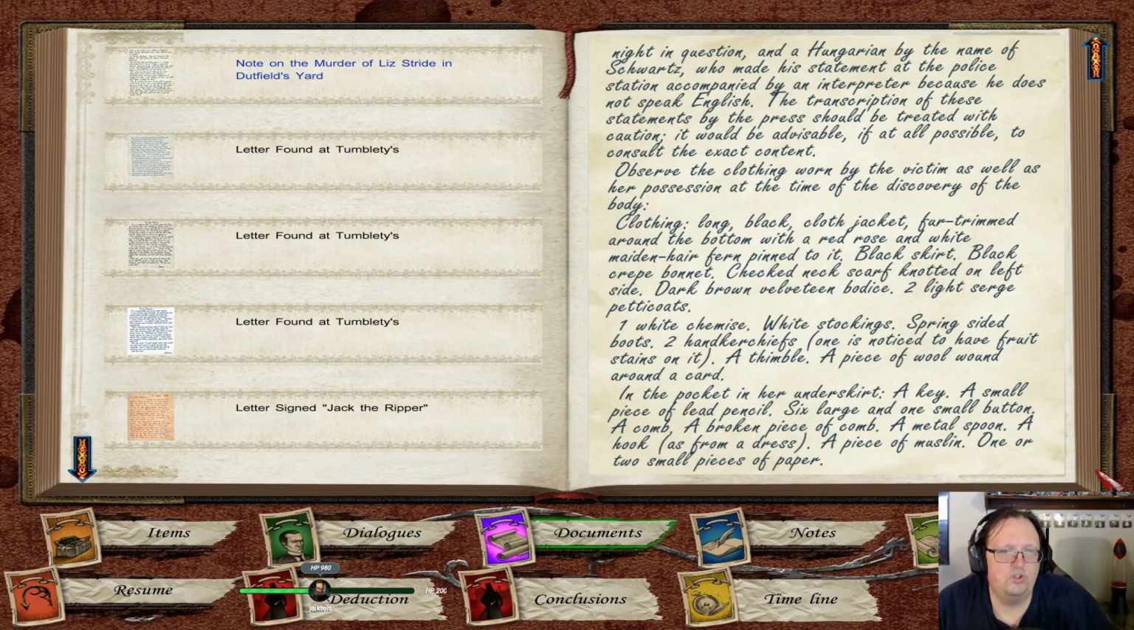a piece of wool wound around a card, in the pocket of her underskirt, a key, a small piece of lead pencil, 6 large and 1 small button, a comb, a broken piece of comb, a metal spoon, a hook, as from a dress, a piece of muslin, 2 small pieces of paper.